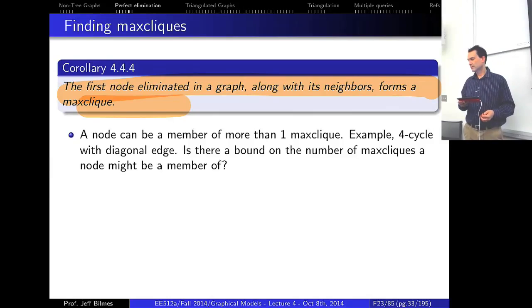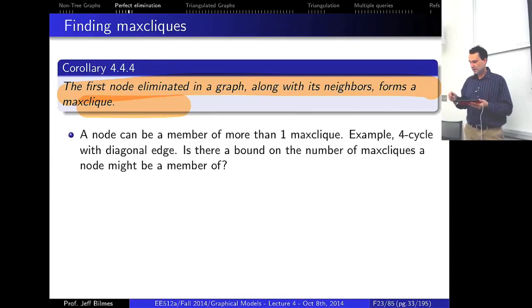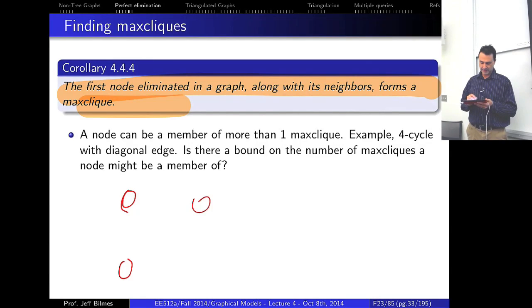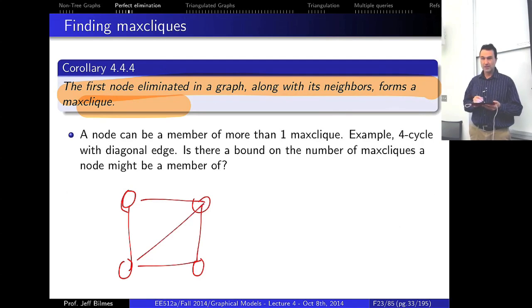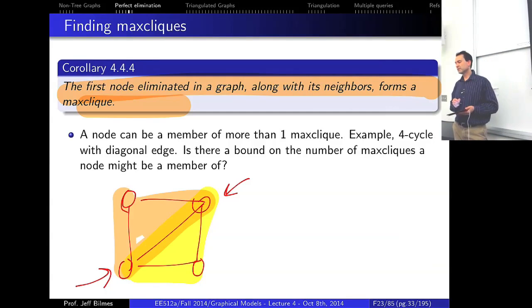Okay. So one thing I want to point out is that a node can be a member of more than one max clique. Yes, that's true. So take, for example, this graph here. There are two max cliques here. There's this max clique, and there's also this max clique. So that means that this guy and this guy are both members of two max cliques.